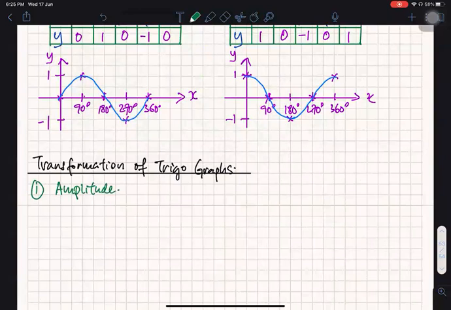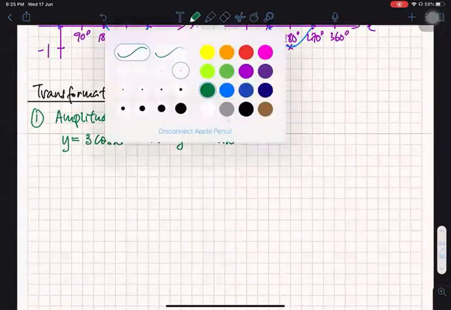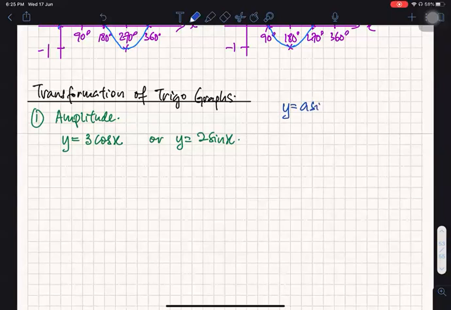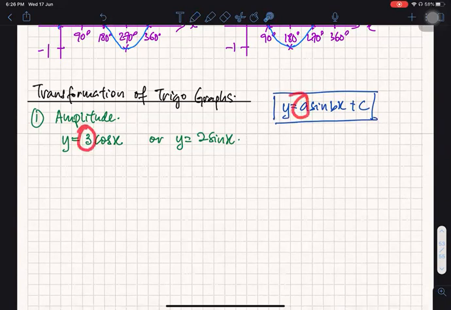Okay, so the amplitude transformation will be like that. Let's use the cos graph. So let's say y equals 3 cos x, or y equals 2 sin x. So do you see, now here is where it is important that you look back at the format just now: a sin x, sin bx, bx plus c. Remember, we did this just now, up there, where a stands for amplitude. So I have changed the amplitude now.